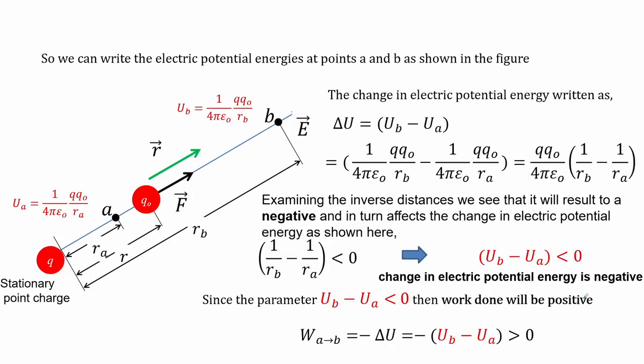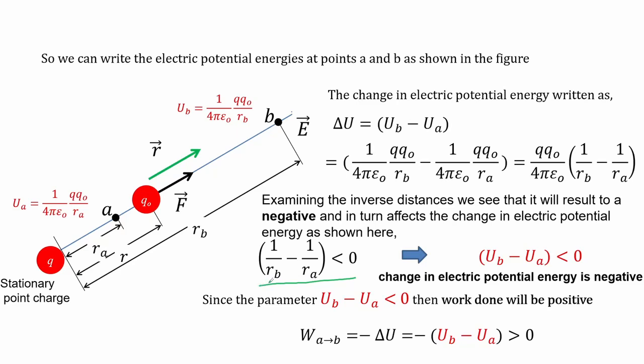So we examine the change in electric potential energy as the test charge moves away from the stationary point charge. The change in potential energy here is found using the equation here. We see that the factor that determines if it is increasing or decreasing is the difference of the ratio of the distances r. We see that the inverse difference of the distances r results in a negative value as the particle moves farther away from the stationary point charge.